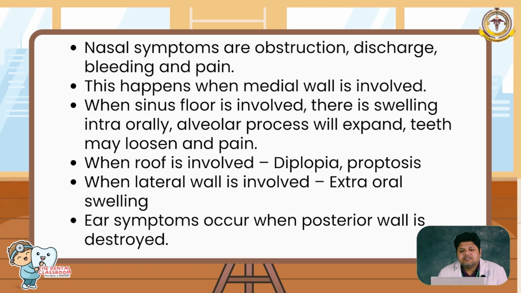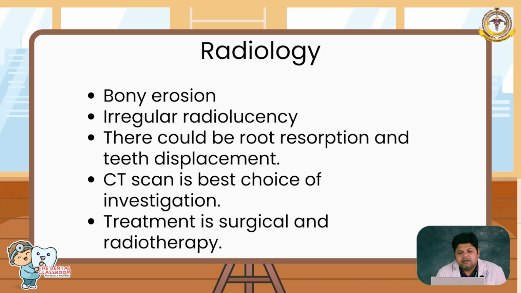Radiologically, in the initial stage, it is difficult to distinguish between maxillary sinusitis and maxillary carcinoma. The maxillary sinus will be filled with soft tissue shadow. One should carefully evaluate the changes seen in the wall to see whether it is sinusitis or carcinoma. Large lesions erode the bone and cause irregular radiolucency. There might be resorption of roots, widening of PDL and displacement of teeth. CT is ideal to evaluate this, and treatment is surgical followed by radiotherapy. The prognosis is poor though.